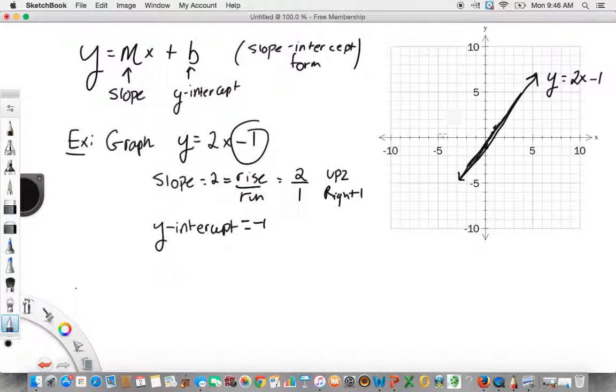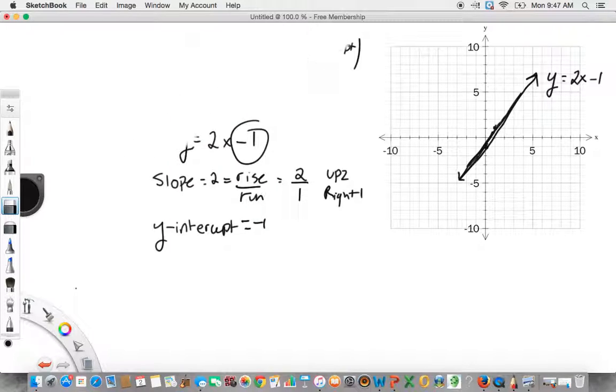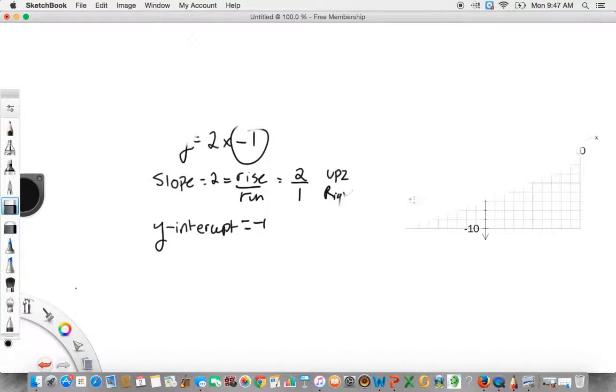All right, so that's fine and dandy, but now what happens if we need to find the equation of a line given the graph? So let me just erase all this, and watch this magically erase this grid.